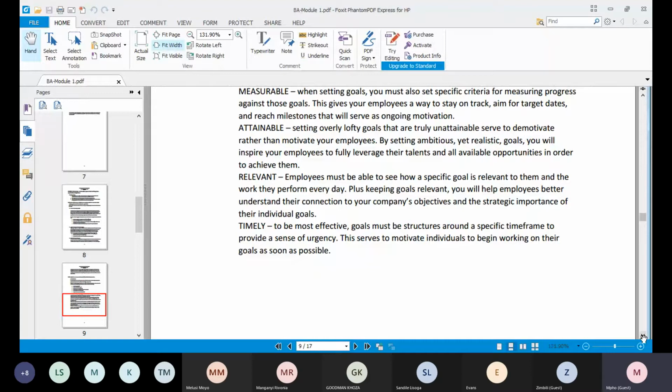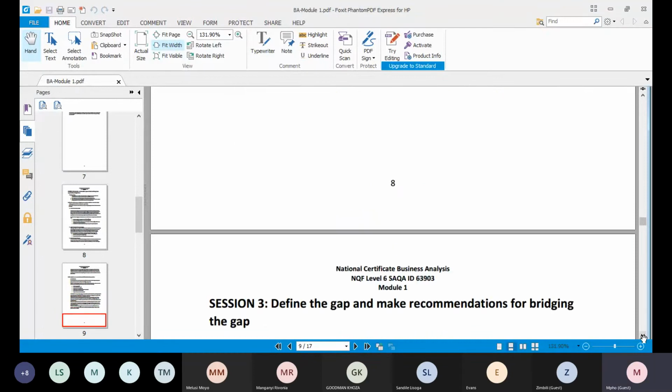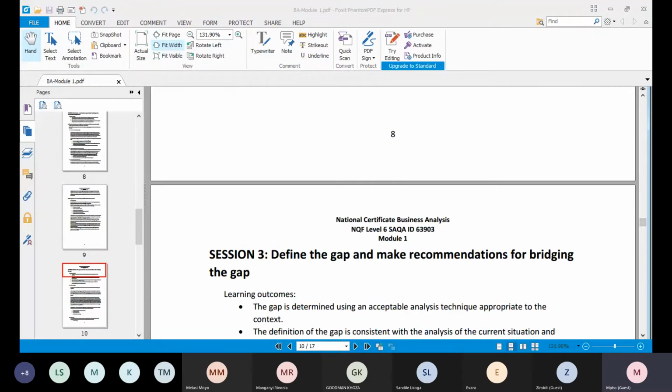Let's say you could set your project to 3 months or 4 months. It refers to your project having a duration. Okay, any questions for session 2?